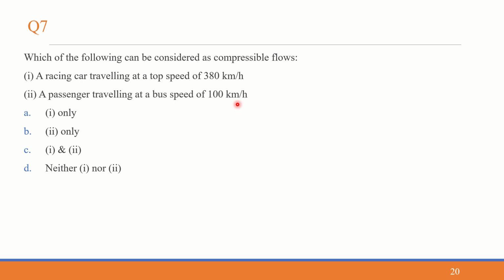In the first, a racing car is traveling at a speed of 380 km per hour, and in the second, a passenger is traveling inside the bus at a speed of 100 km per hour. We are asked to identify which of the following can be considered as compressible flows.